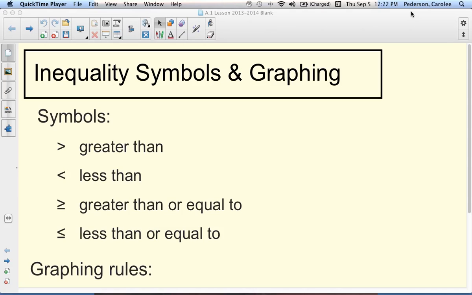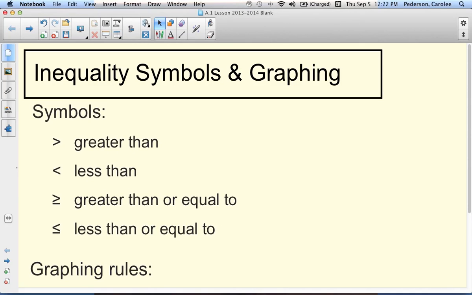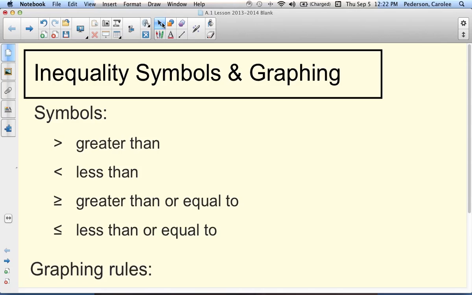This video focuses on review of inequality symbols and graphing those on a number line. So you can decide if you'd like to write down this slide in your notes. To review the symbols of our inequalities, the first one that I'm writing on here in the blue is greater than. The second one is less than.